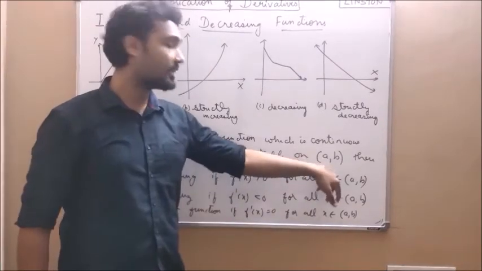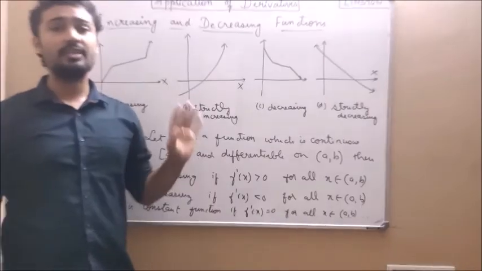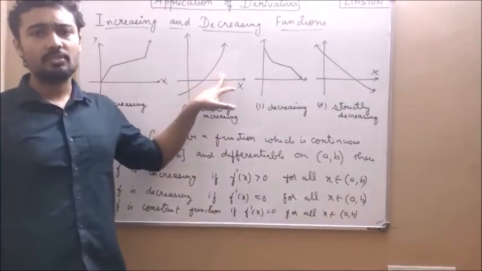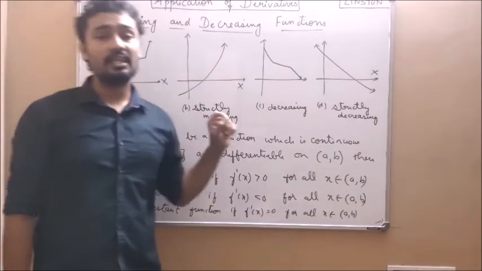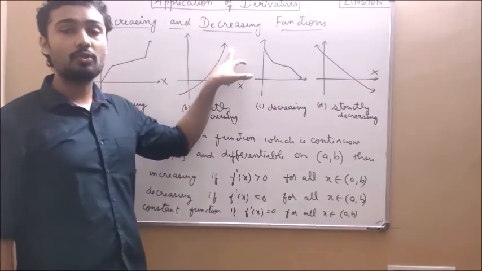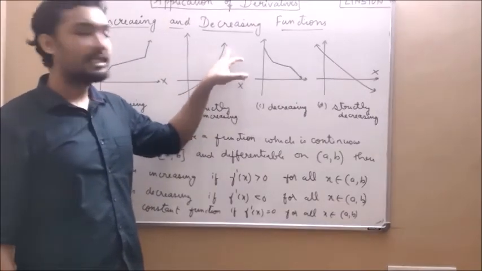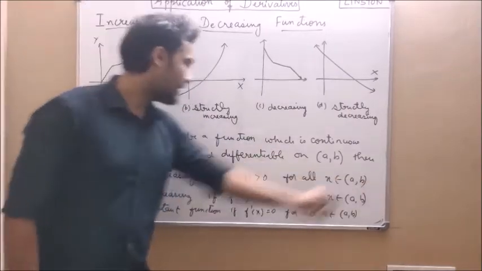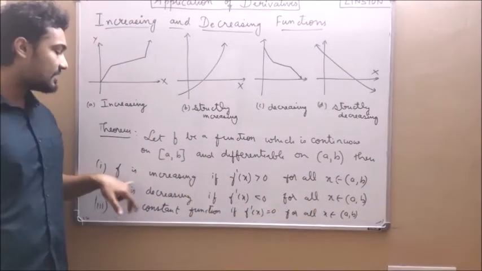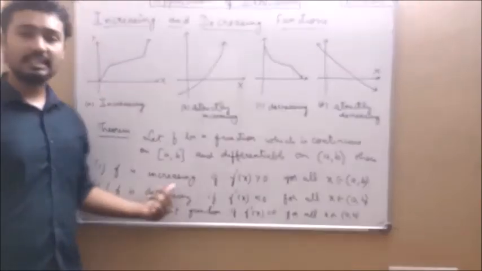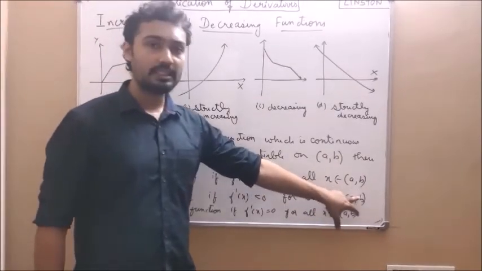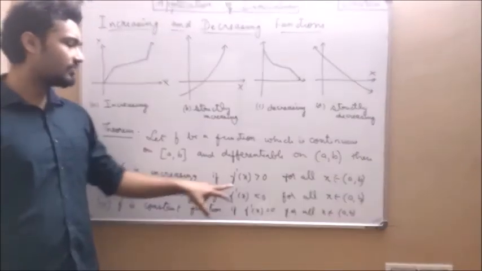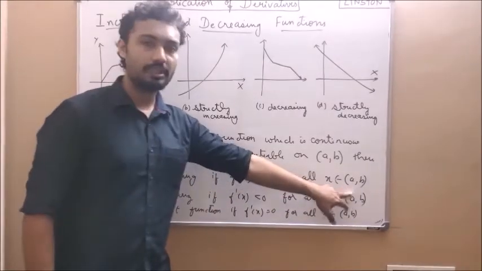It is differentiable on the open interval a, b. What is the meaning of differentiable? Differentiable means you can find the derivative at any point, but you cannot find the derivative at end points. You know from Rolle's theorem and mean value theorem, the derivative cannot be found at end points. Then we have, f is increasing if f dash of x is greater than 0. So the function is increasing if its derivative is greater than 0 for all x belongs to the open interval a, b.